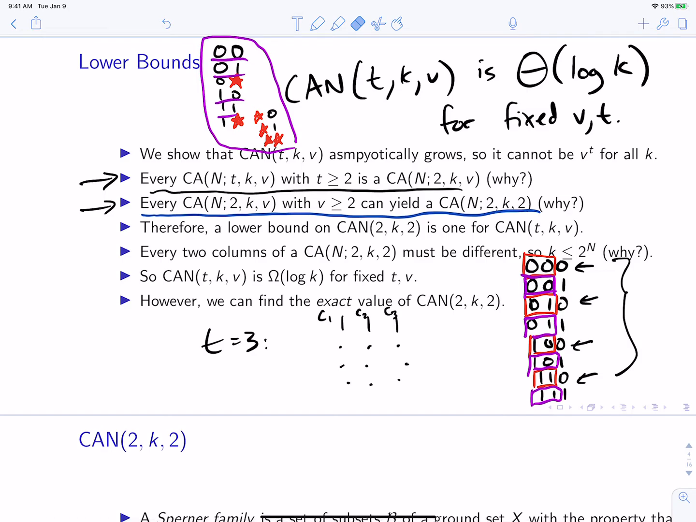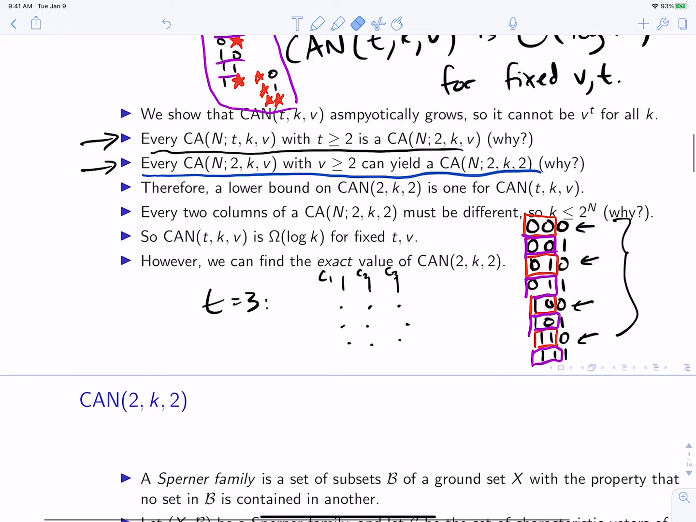Okay, so let's go to that 4th point. If we get a bound on strength 2 and 2 symbols, then if I have a lower bound on this simple case, then I must have a lower bound on the general case, because I can convert any array of strength T and values V into an array with 2 columns and 2 symbols. So if I get a lower bound on 2K2, I must get the same bound for TKV.